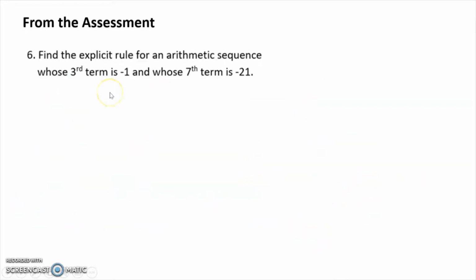Let's try some more. From the assessment, all right, these ones get a little trickier. Let's see if we can do this. We need to write an explicit rule for an arithmetic sequence whose third term is negative 1 and whose seventh term is negative 21. Okay, so we imagine a sequence. First term, second term, third term, on and on, seventh term. We are told the third term is negative 1 and the seventh term is negative 21. So we have something like this.